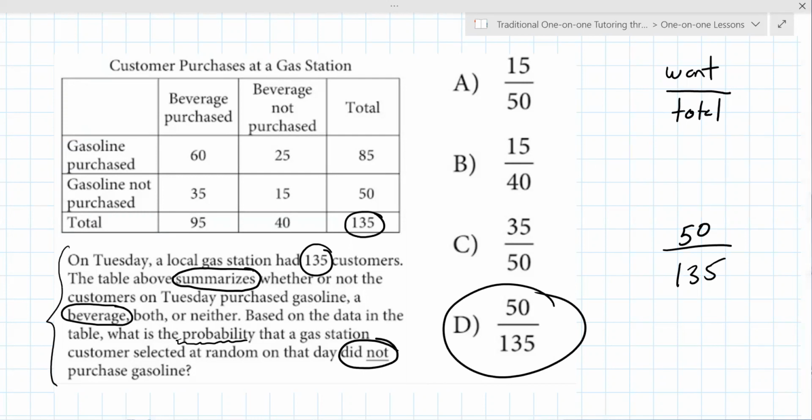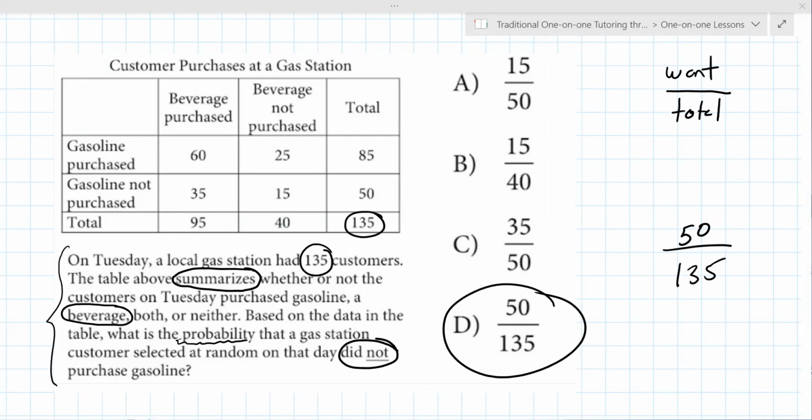Any questions on that? So wait, for the table right there, we need to figure out the ones that purchased gasoline and the ones that did not. We want the ones that did not because it asked for did not here. And that is a hard one, right? No, I think this is in line with what you can do.